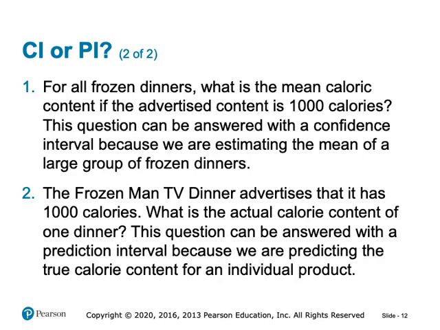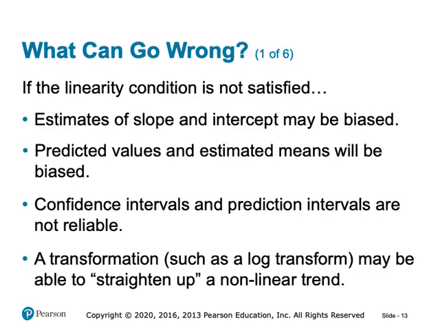As we've seen, confidence intervals are used for estimating population parameters like the mean, while prediction intervals are used when making predictions about individual outcomes. When performing regression analysis, it's important to remember that certain conditions must be met for the results to be valid. One of the key conditions is linearity, the assumption that the relationship between the predictor variable and the outcome variable is a straight line. But what happens if this condition is not satisfied? Let's explore the potential issues that can arise.